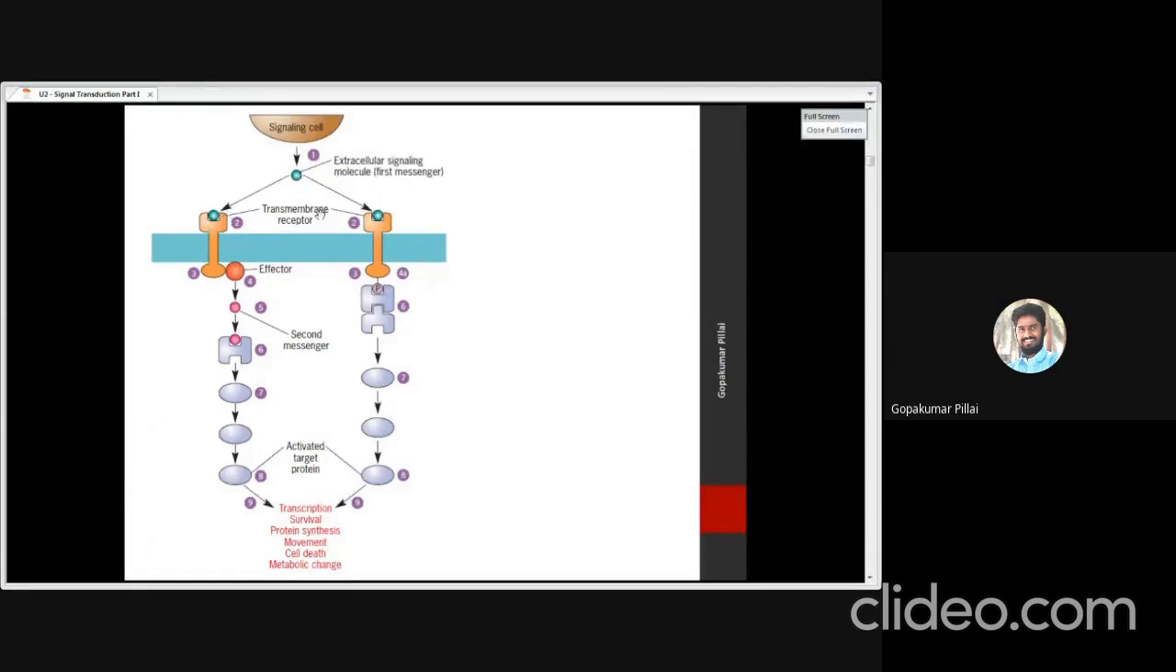So step number 2 is similar in both the routes. Step number 7 till step number 9 is also similar in both routes.